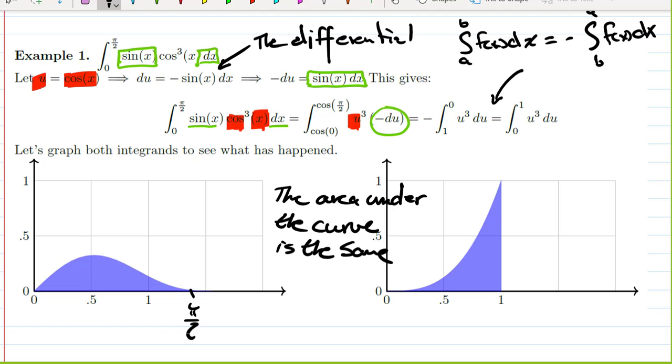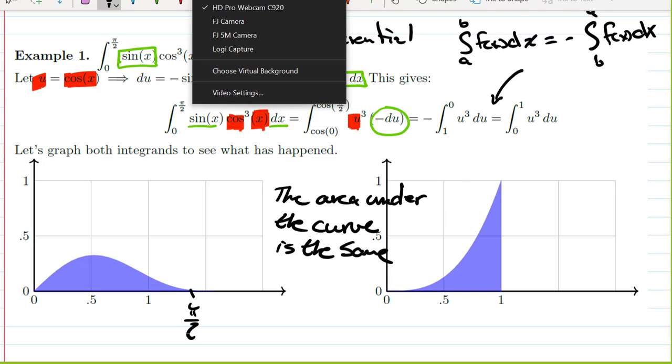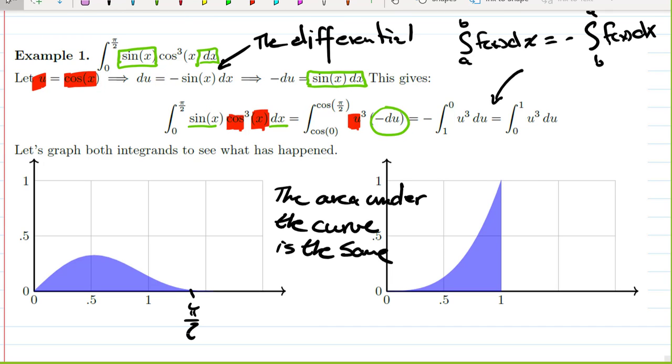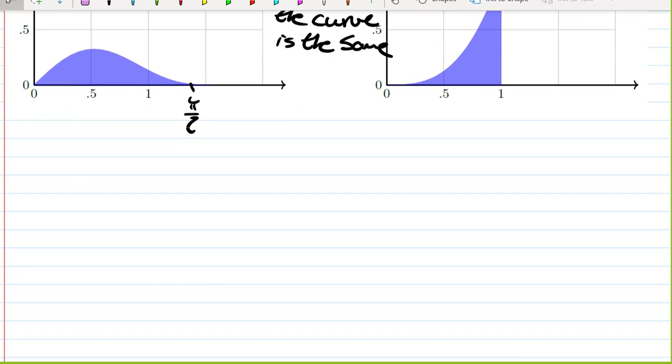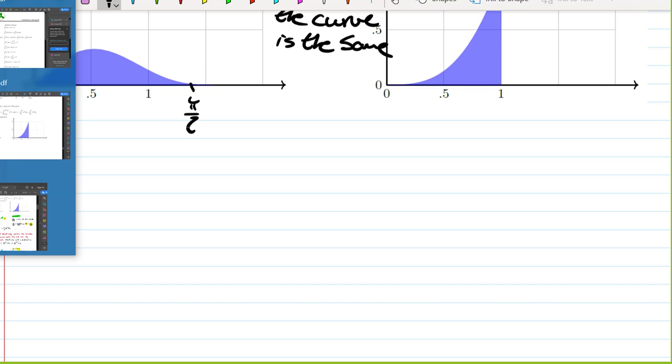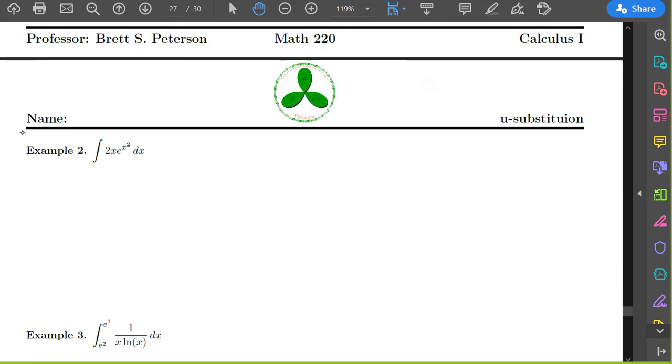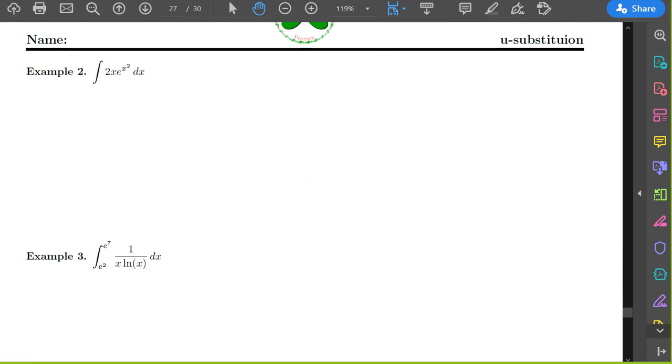All right, so I know that's a lot of information. That's the big picture. So now let's focus in on some specific examples on how we are going to do this. So we're going to go from big picture to some very specific examples for doing U-substitutions. All right, so let's take a look at example number 2.